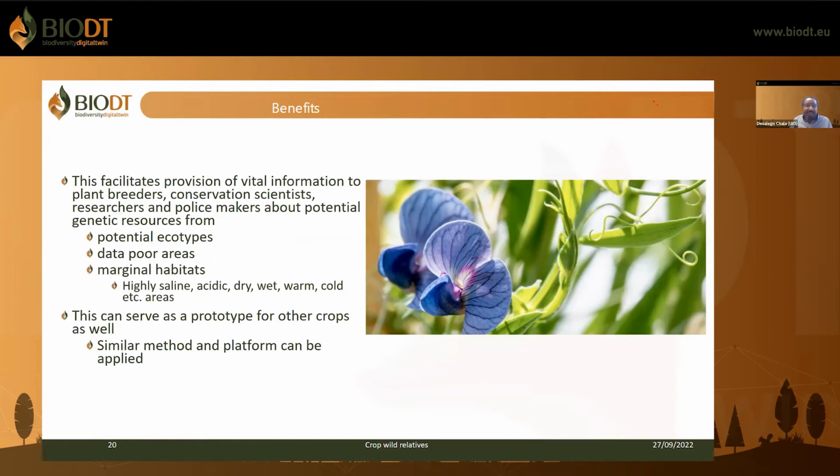The benefits: this facilitates provision of vital information to plant breeders, conservation scientists, researchers, and policymakers about the potential genetic resources from potential ecotypes, from data poor areas, from marginal habitats such as highly saline, acidic, dry, wet, warm, cold, and you can mention a lot. And this work can serve as a prototype for other crops as well, because a similar method in the platform can be applied for other crops and crop wild relatives.